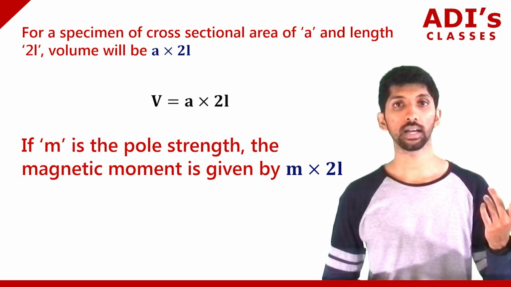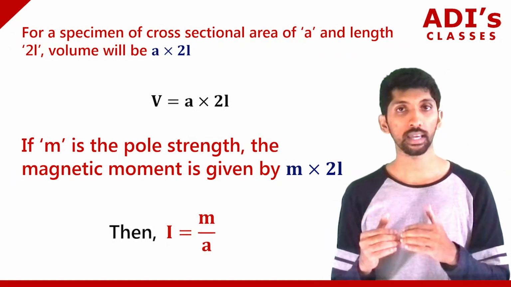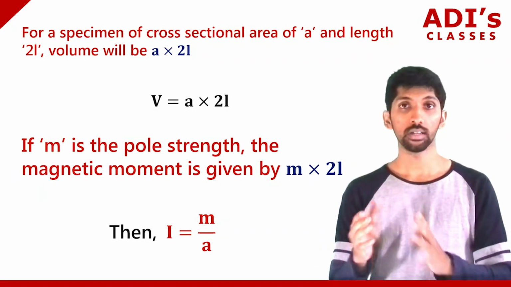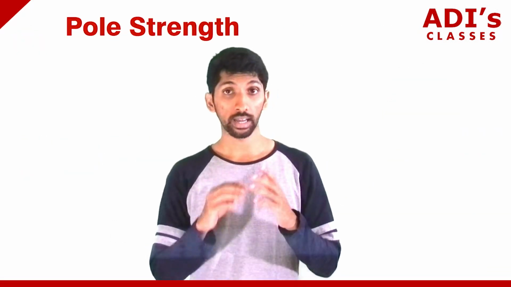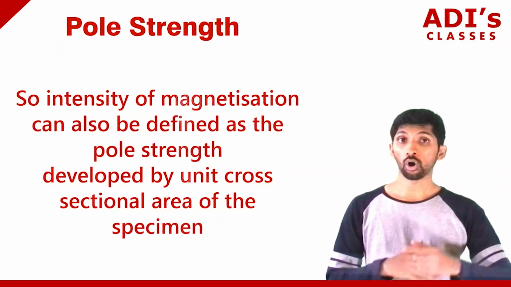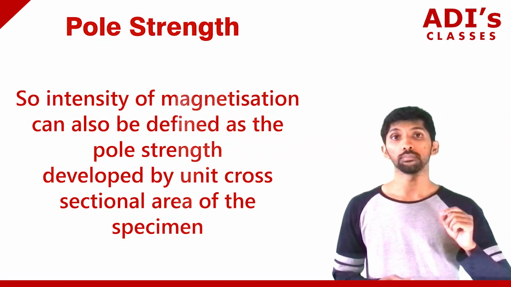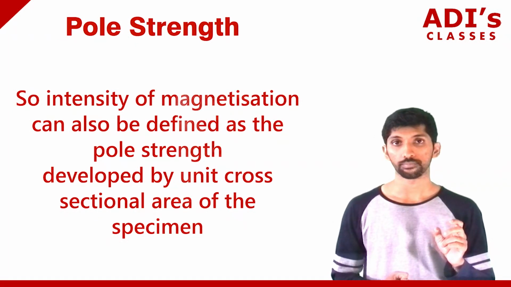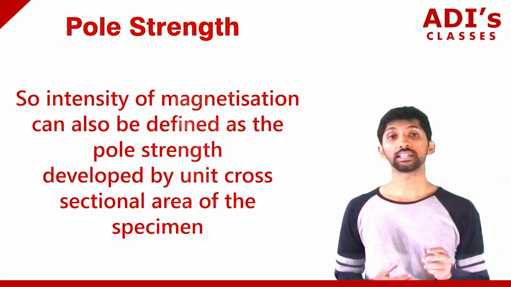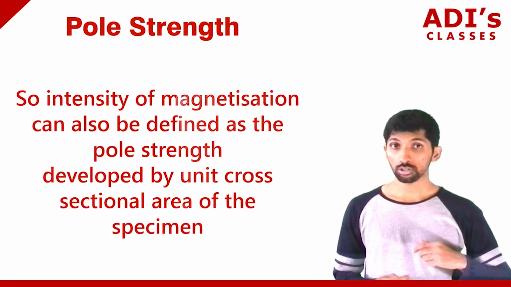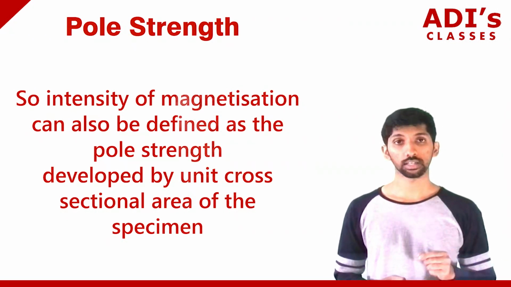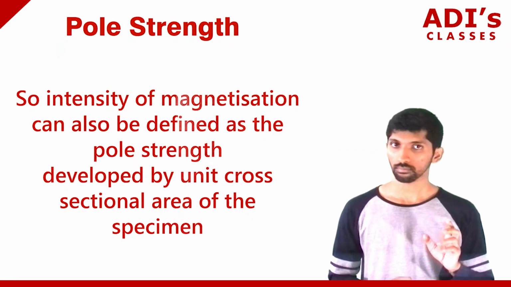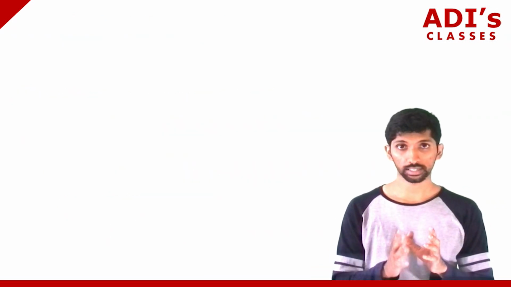Now, if you substitute that back, then you will have I is equal to M by A, correct? Because 2L gets cancelled. So you have I is equal to M divided by A. So intensity of magnetization can also be defined as the pole strength developed per unit area of the specimen. Let me repeat it again. The intensity of magnetization can also be defined as the pole strength developed per unit cross-sectional area of the magnetic specimen. So this is about intensity of magnetization.